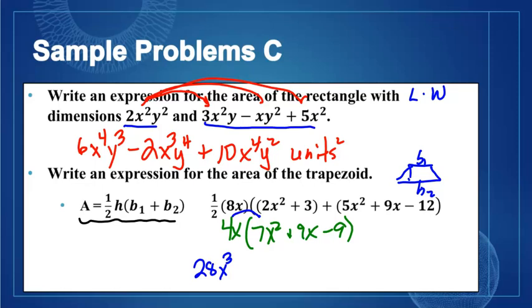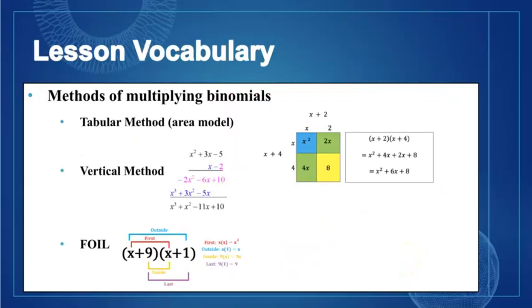Then we have 4x times 9x, which will give us a positive 36x squared. And 4x times negative 9 is a negative 36x. And again, this is area, so this would be square units. Moving on to the next part. Here we are dealing with binomials.